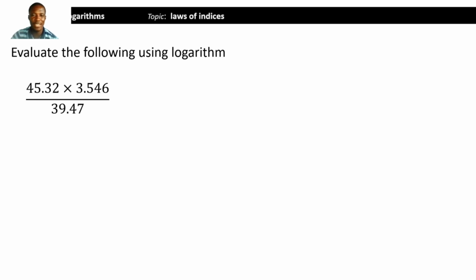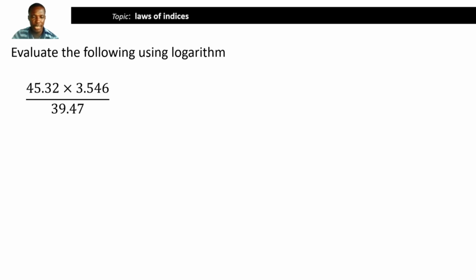So what we have to do next is to put them together to do the evaluation that we actually aim at learning to do. Okay, so in this example, we have 45.32 multiplying, so it's a fraction and the numerator is what I'm reading. So 45.32 multiplying 3.546, and the denominator is 39.47. So this is the question, and let's see how we go about it.